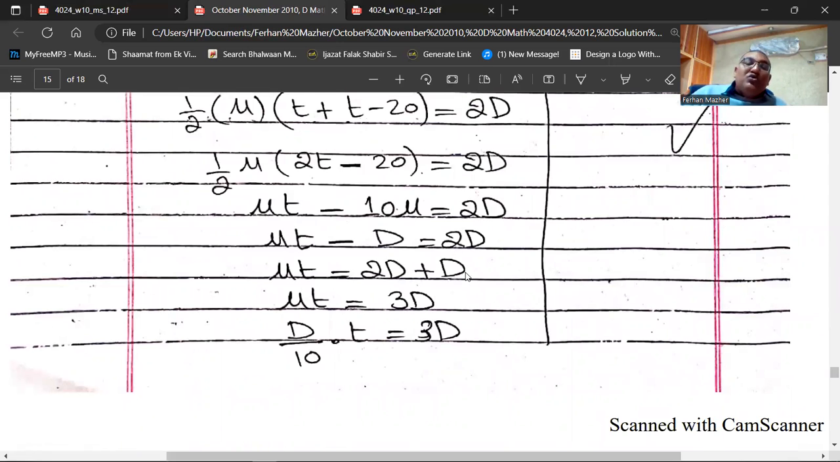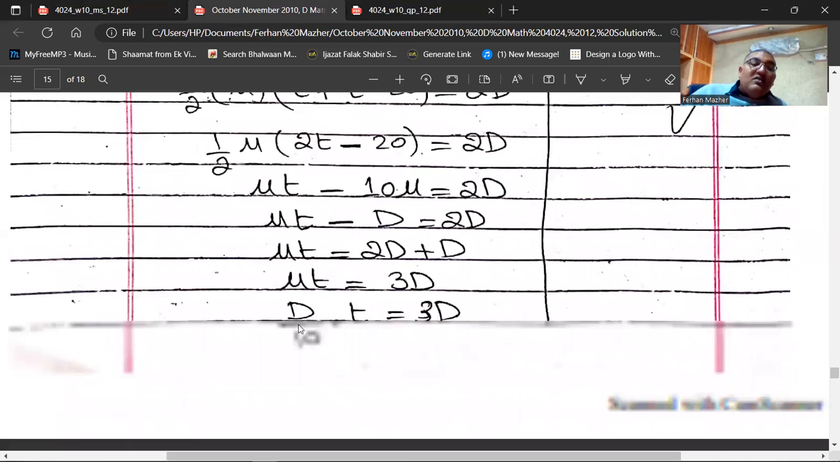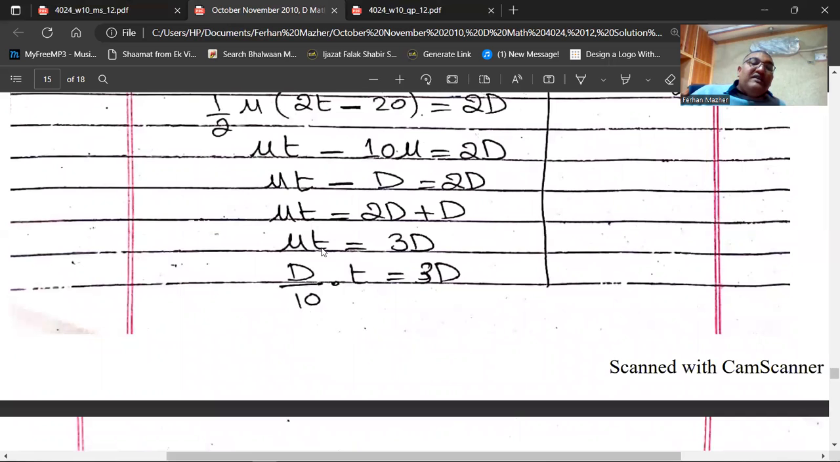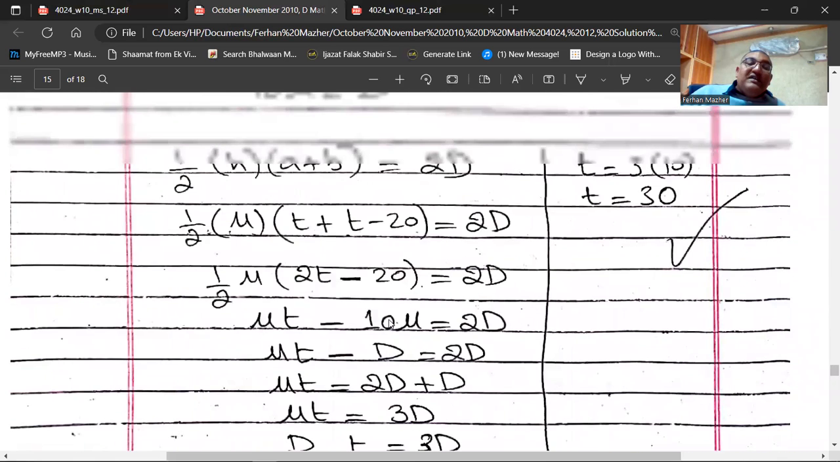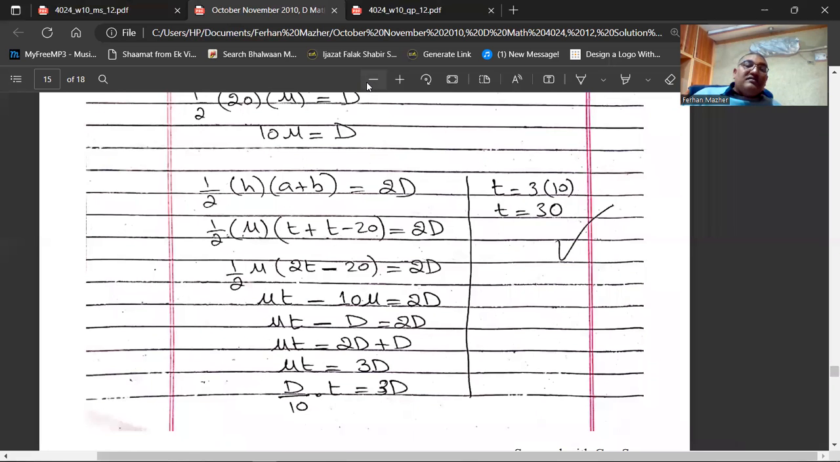This minus d will go to the other side. So ut is equal to 3d. In the place of u, I can write d by 10. So t will be, d and d cancel, 3 into 10, and that will be 30. Very tricky calculation.